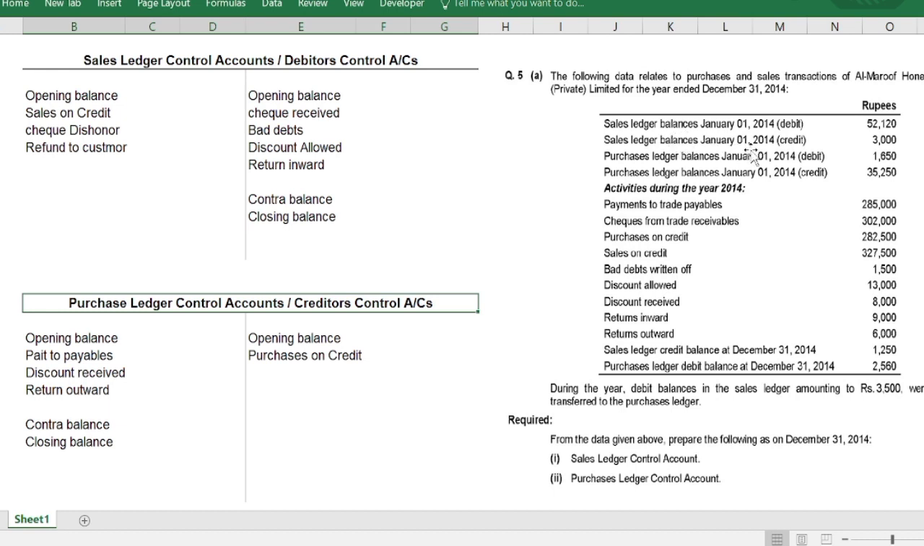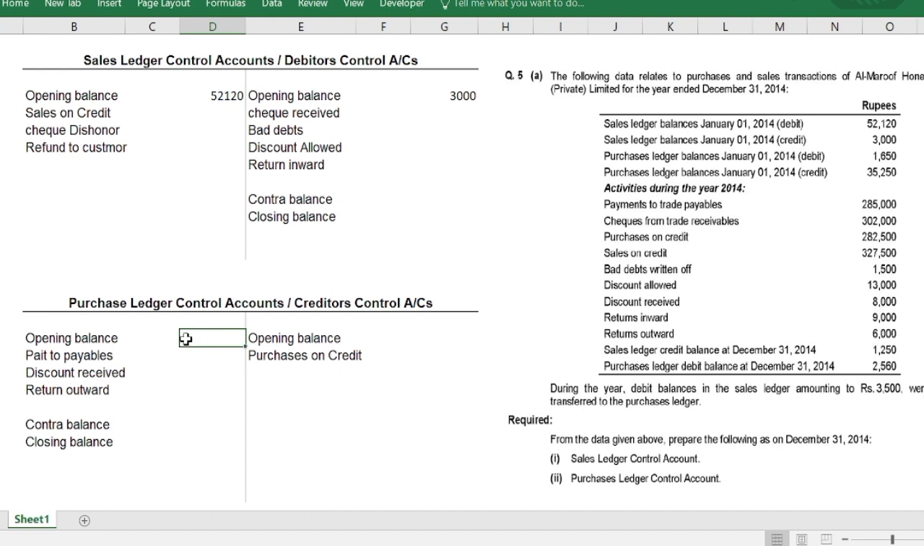Here, as you see, the opening balance of the sale ledger control account, debit, is 52,120. Here we mention it. The credit balance of the sale ledger control account is 3,000. Here we mention 3,000. And the third item is that the purchase ledger balance on January 1st, 2014, debit balance, is 1,650.